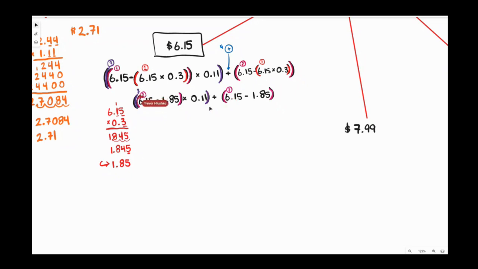Okay. So now I'm going to do the second set of brackets, which is the 6.15 minus 1.85. The 1.85, that's my savings or my discount. Okay. And I'm going to subtract that from my original price.